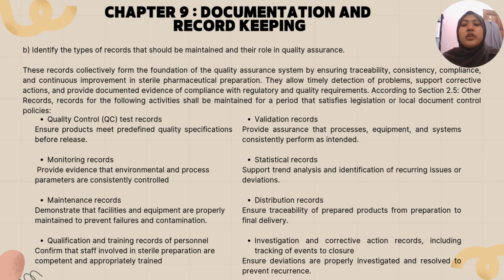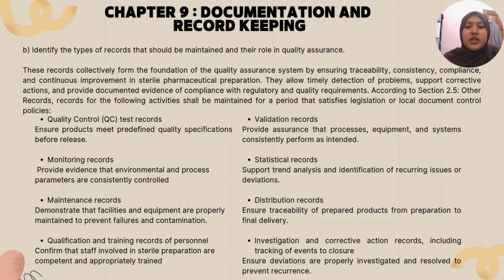First is quality control test record. It ensures products meet predefined quality specifications before release. Second, monitoring record. It provides evidence that environmental and process parameters are consistently controlled. The third one is maintenance record. It demonstrates that facilities and equipment are properly maintained to prevent failures and contamination.